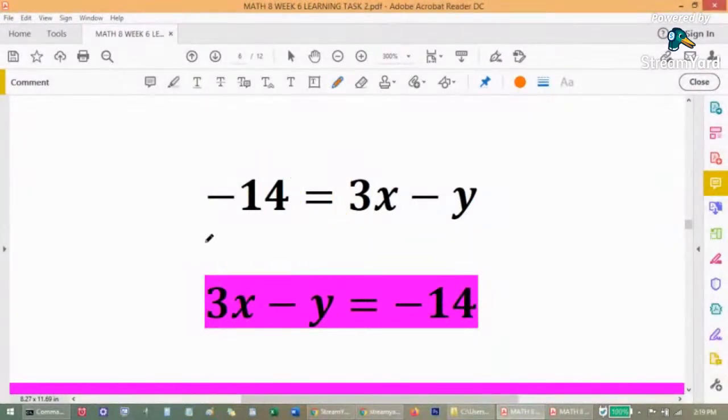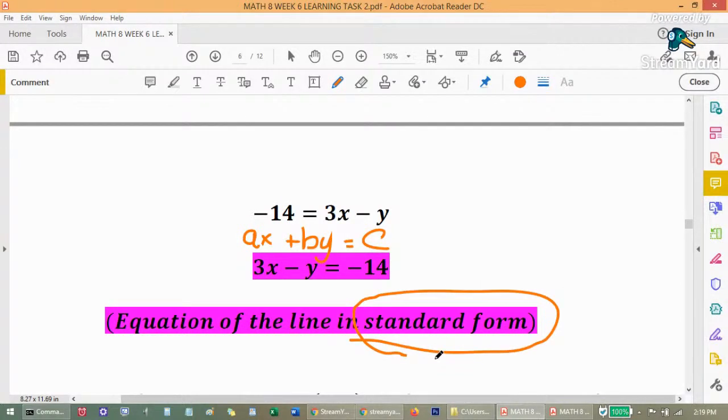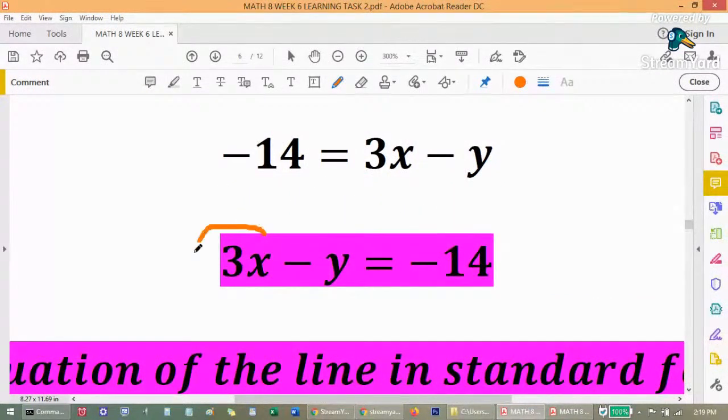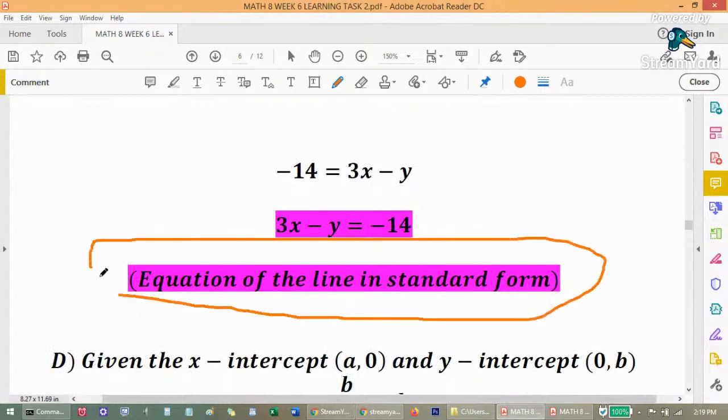So, this is now following ax plus by is equals to c. Standard form na siya, no? So, standard form, una yung x, susundan ng y, and then the constant. So, ito yung x term, ito yung y term, and then ito yung constant. That's the equation of the line in standard form.